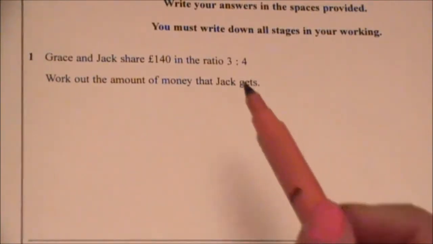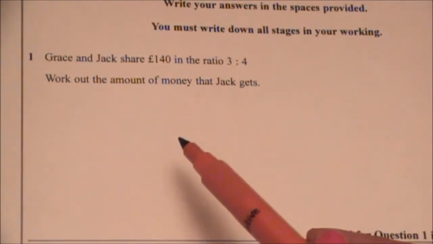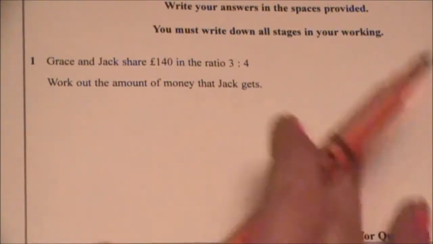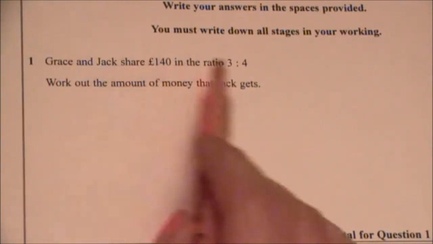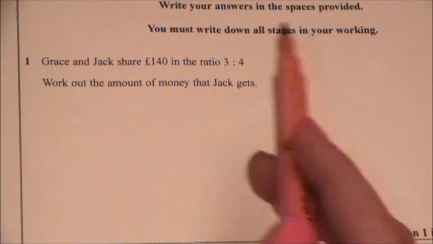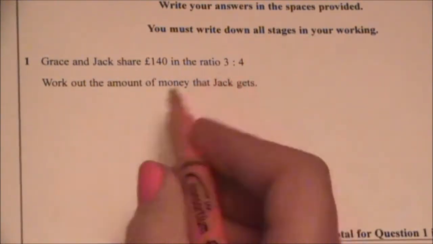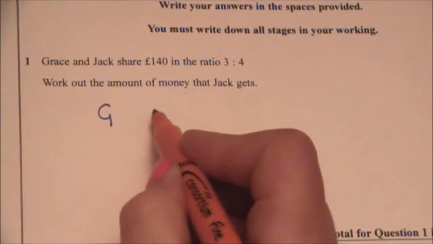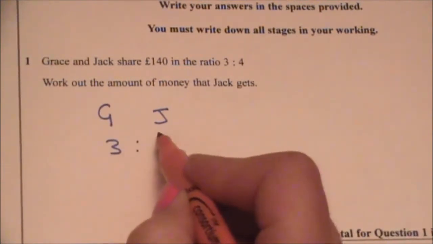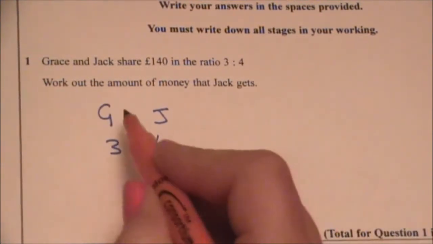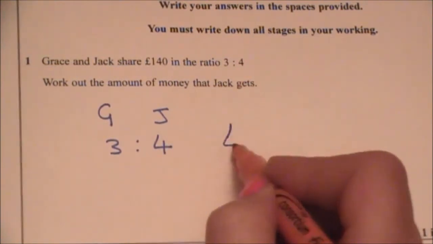Question 1 is a nice straightforward ratio question where you have to share the given amount into the given ratio. Now the most important thing with ratio is that the order that the names or the items are given to you in the question matches the order of the ratio. So Grace and Jack share £140 in the ratio of 3 to 4. So Grace gets 3 parts, Jack gets 4 parts.